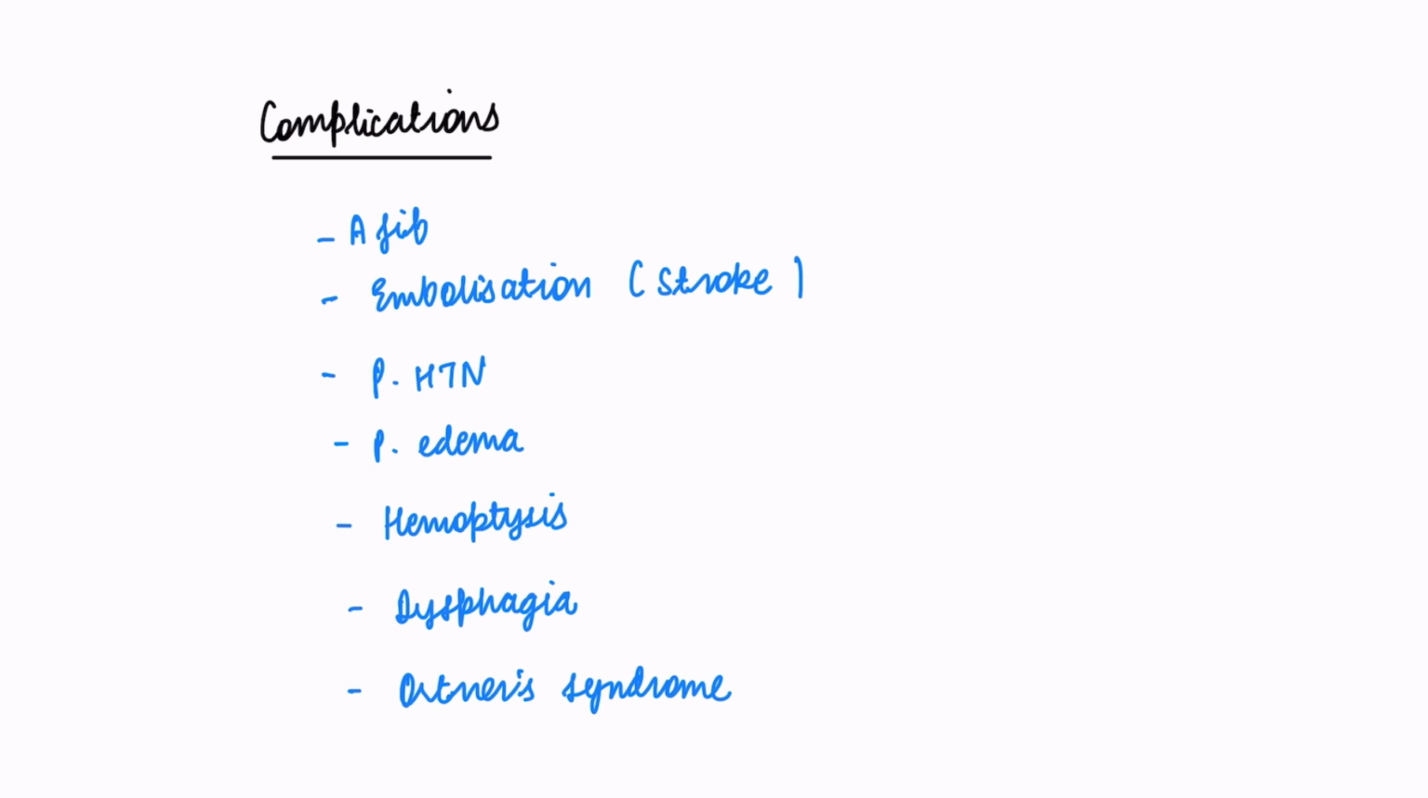Now, in the end, what can be the complications? As we have seen, atrial fibrillation can occur, and clots can form which can embolize to various parts of the body. It can also cause stroke. Pulmonary hypertension was there, pulmonary edema was there. We have seen hemoptysis can occur, dysphagia can occur, and due to compression of the recurrent laryngeal nerve, Ortner syndrome will occur.